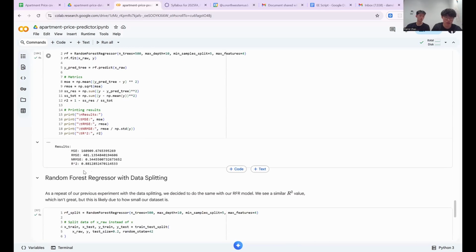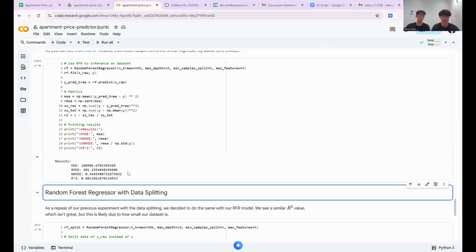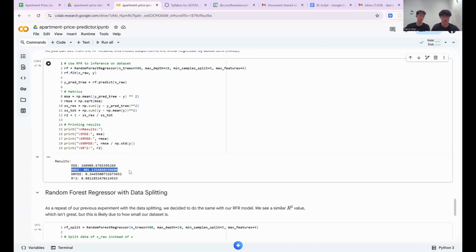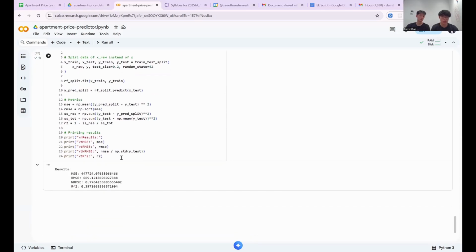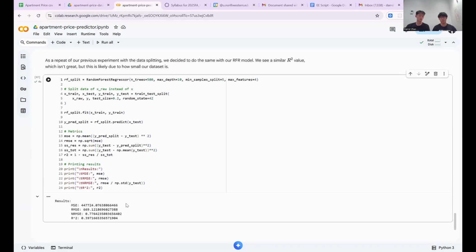And what we found is that the R squared is actually much better when we train it on the entire data set, giving us 0.88. And our RMSE is about 30% less than our linear implementation. But when we did data splitting, we realized that the R squared is about the same. And so that really tells us our biggest bottleneck is that low number of data points.